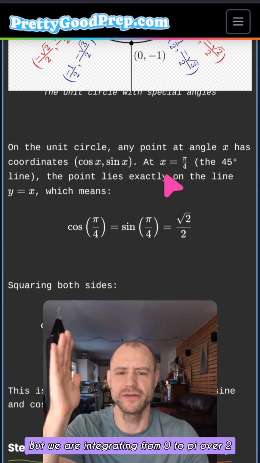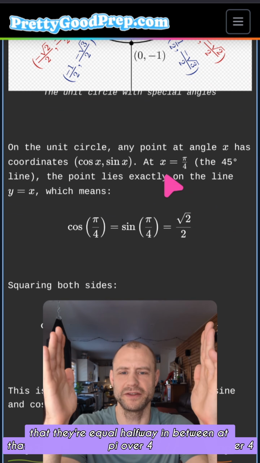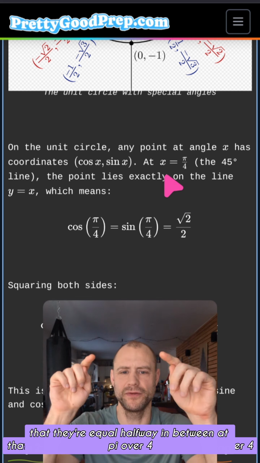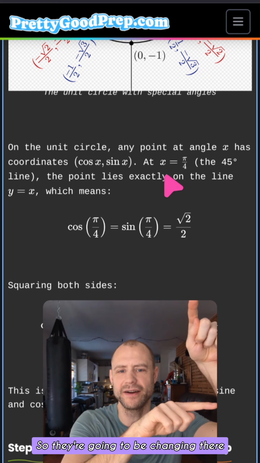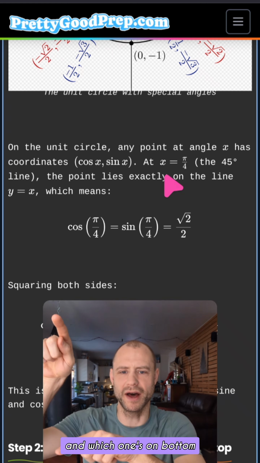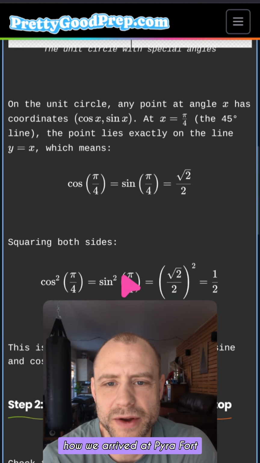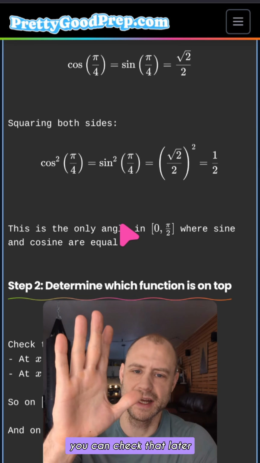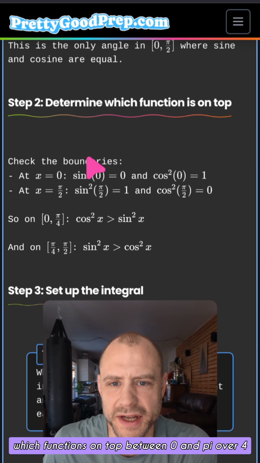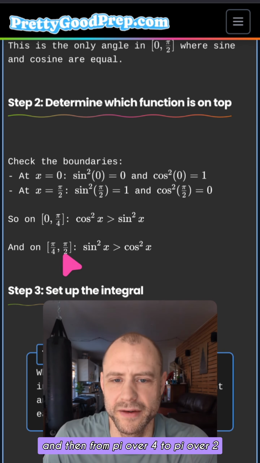But we were integrating from 0 to pi over 2. We just found out that they're equal halfway in between at pi over 4. So they're going to change there, which one's on top and which one's on bottom. I skipped a lot of details here about how we arrived at pi over 4. You can check that later. Now we have to determine which function's on top between 0 and pi over 4, and then from pi over 4 to pi over 2.